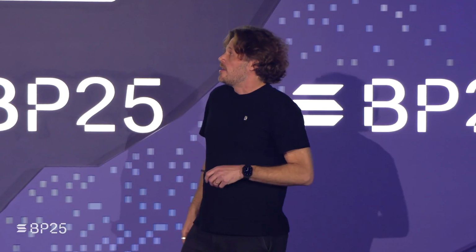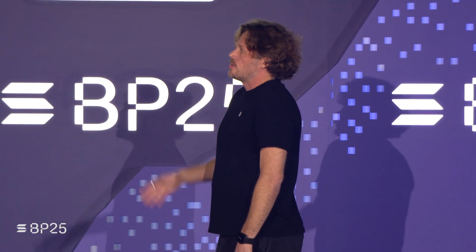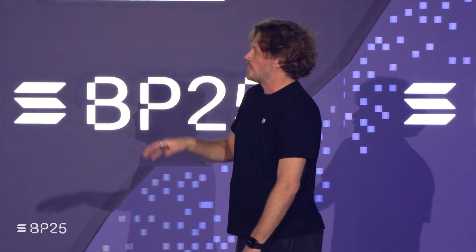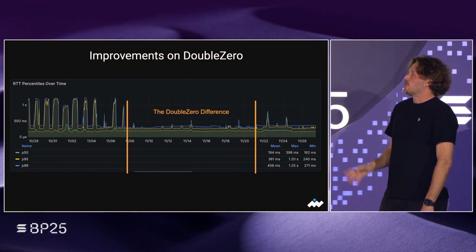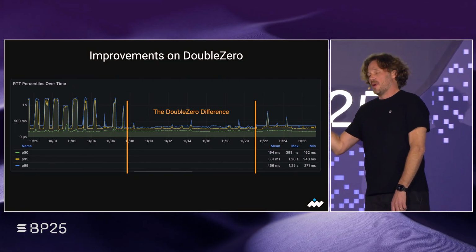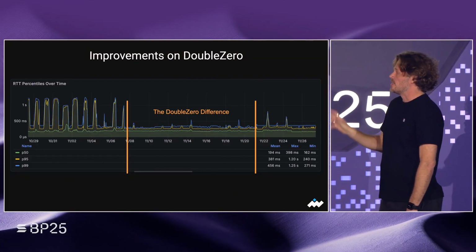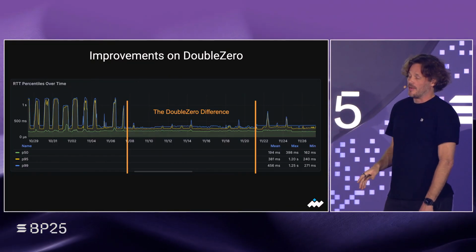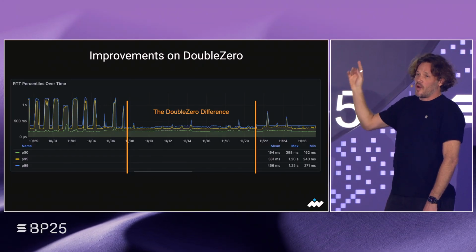Now I'm going to show something from an RPC provider here, and we're going to take a moment on this slide. Here on the y-axis, we have the RTT time in seconds, and on the x-axis, we have the date, or the time that has transpired. On the left, you can see this is on the public internet. In the middle, the DoubleZero difference, and on the right is when going back onto the public internet.